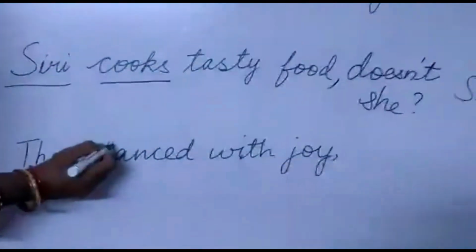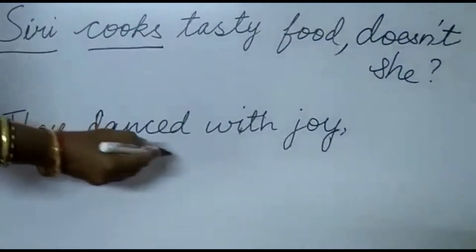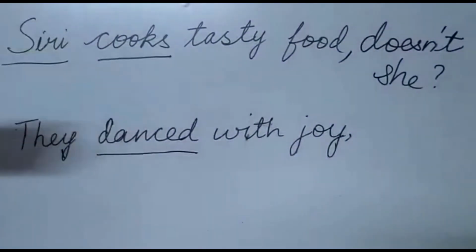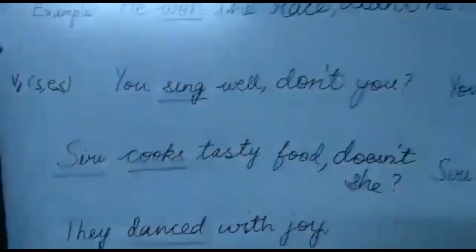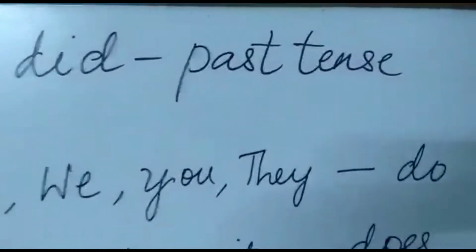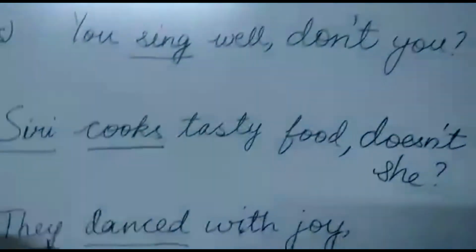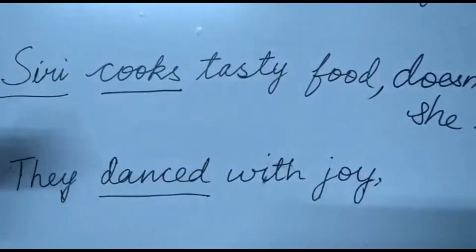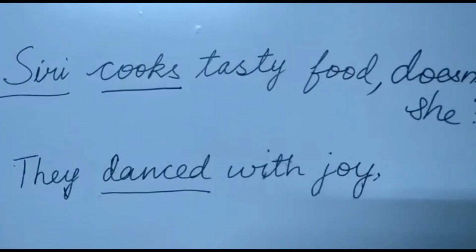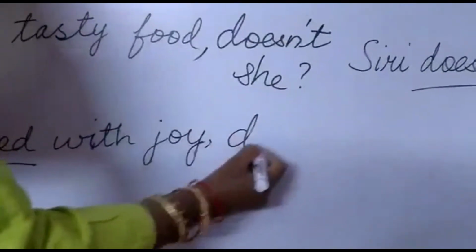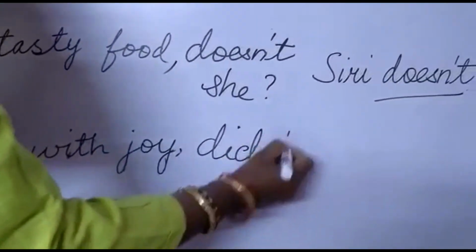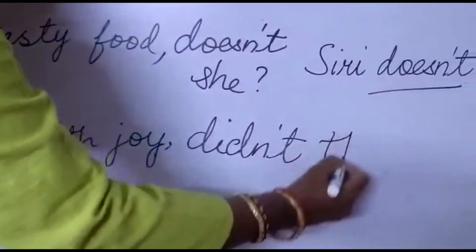They danced with joy. Now here danced is again past tense. Yes, danced is past tense. We use did. And as this sentence is again a positive statement, what do we use? A negative question tag: didn't, and as usual we write they: didn't they?